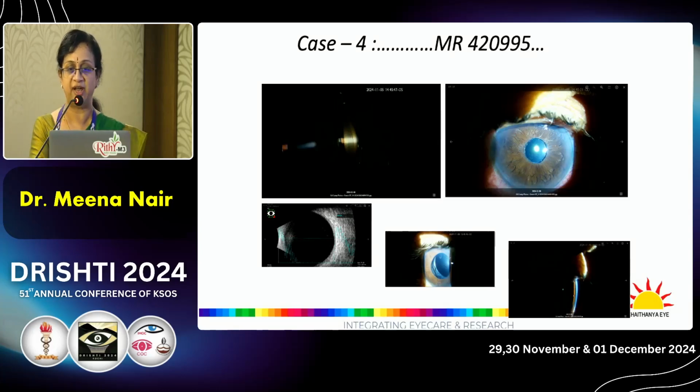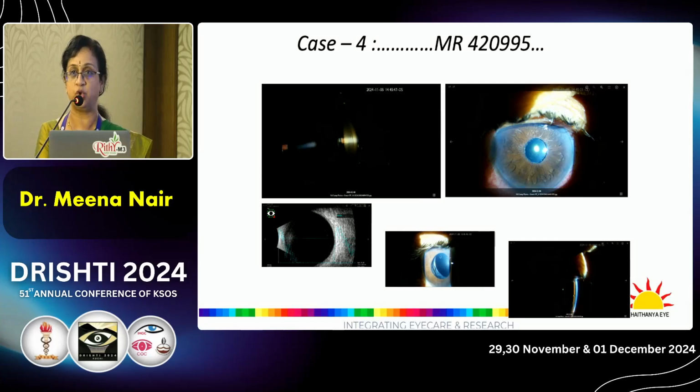Now, the fourth patient actually walked into our clinic, operated elsewhere a year back, and now coming with an IOP of 30 with a relatively clear cornea. And you can see the pseudo-exfoliation peripupillary in the picture on the right. And on the left, you can see the gonioscopy showing that no angle structures could be seen 360 degrees.